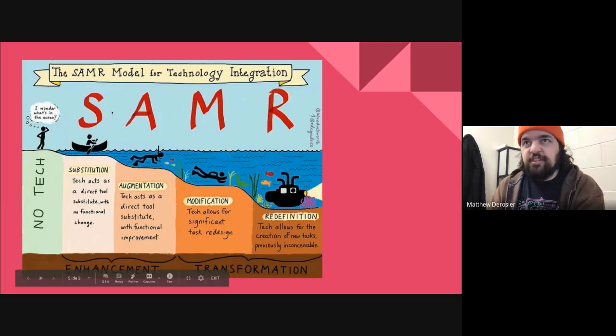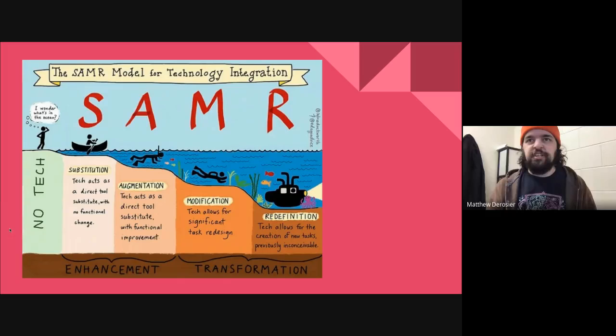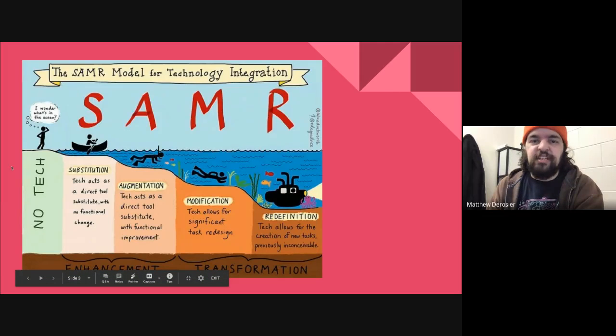Then we get into the first level of technology integration, which is substitution. It's where we're just directly taking something that existed in the no-tech model, and we're swapping it out with something that is functionally the same. The example that I often use is if you have a textbook, you're replacing it with an online digital textbook. The two things act exactly the same. They serve the same purpose. You're building your lessons around them the same.